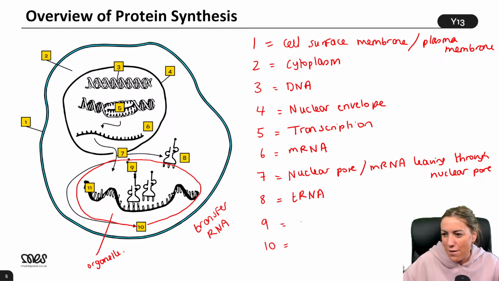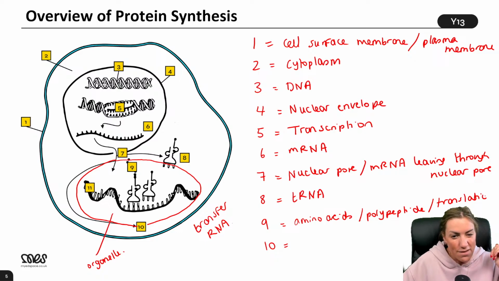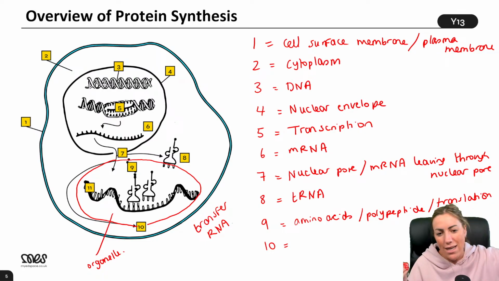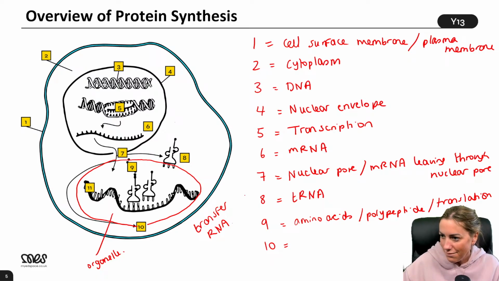Number 9, I think there's a few different things we could say. We could say it's amino acids. We could say it's the polypeptide. A few of you have just said it's the process of translation, which I suppose is fine. Yeah, you can actually see number 9, you can kind of see the amino acids being joined together. You can see the polypeptide being formed. So it's part of the process of translation.